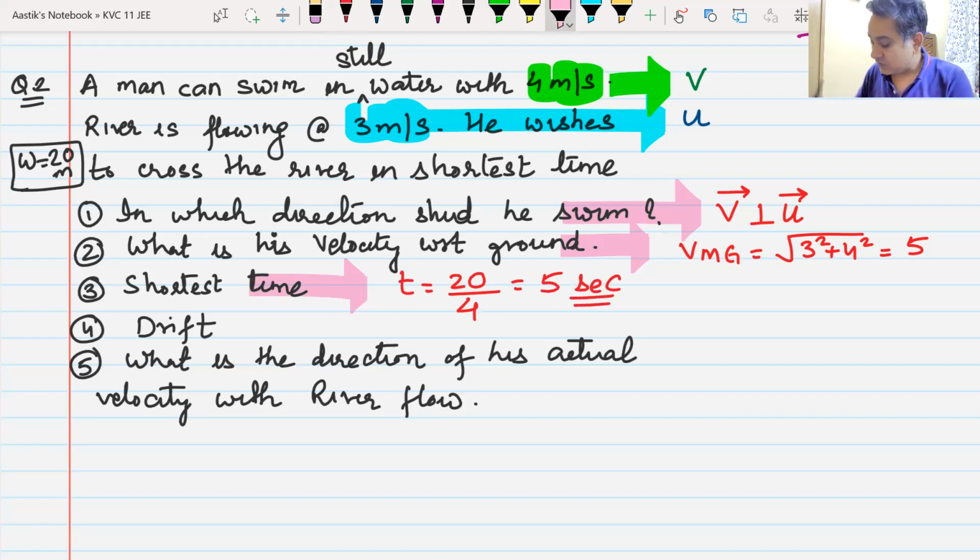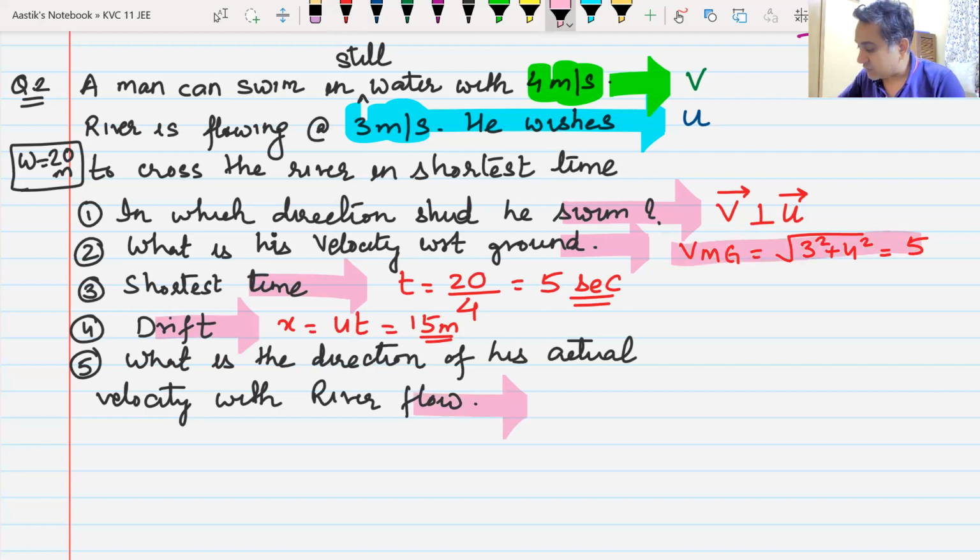Correct. The next question is, what is the drift? How far does he go ahead? Anyone knows the answer for this one? So the drift, I think I'm not able to hear your voice correctly, is U into T. So it would be 15 meters. Yes or no? I don't have to draw the diagram now because the diagram is now in my head. What is the direction of his actual velocity? His actual velocity means the velocity of man with respect to ground. What angle does his actual velocity make with the direction of river flow? Anyone got this answer? What is the value of phi?